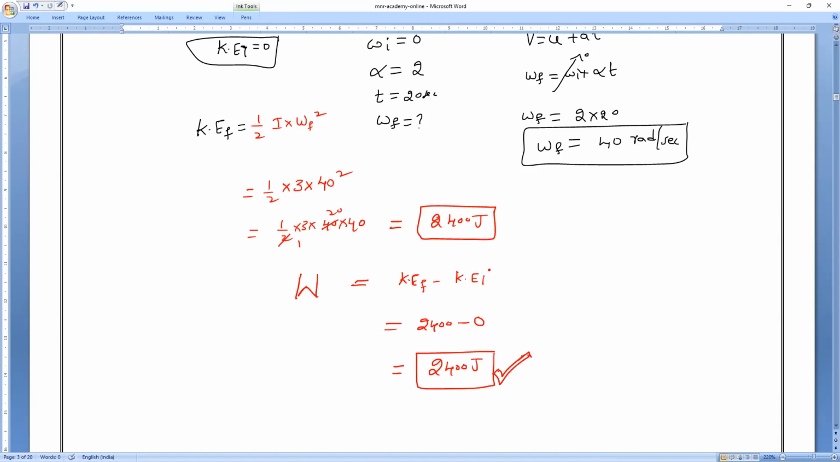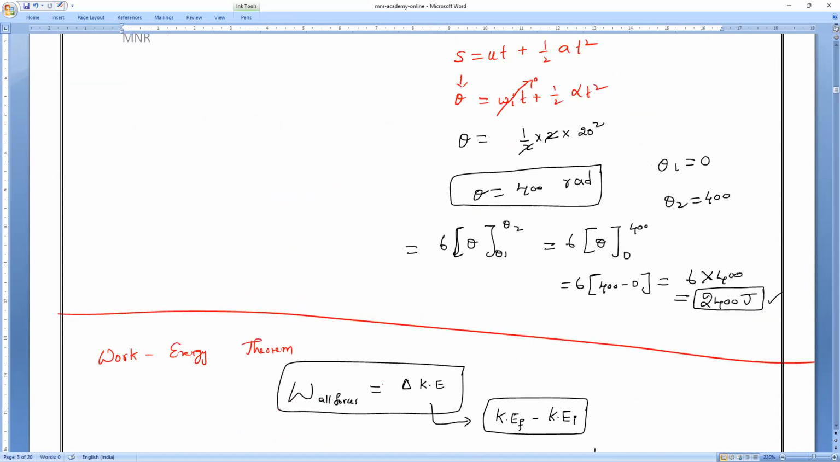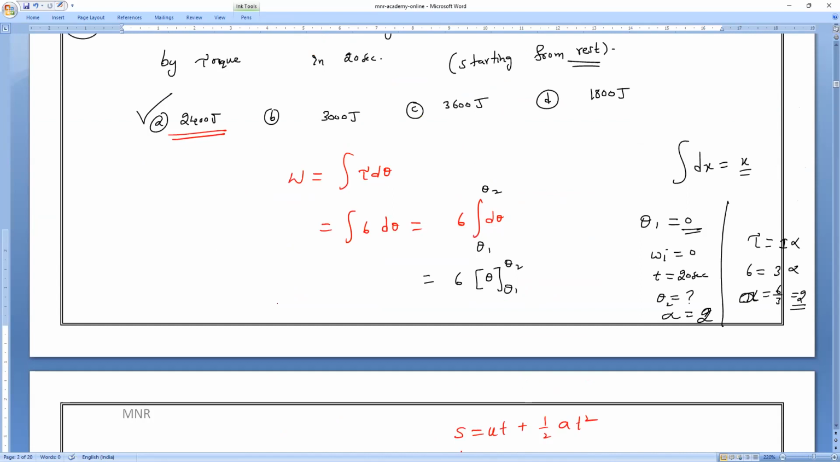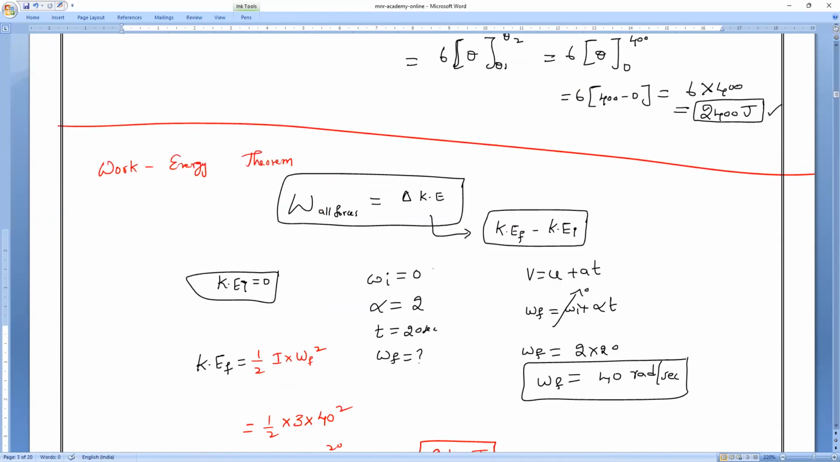2400 joules. Of course, in both the cases you got the same answer. But this is the one which is always 100% valid. Understanding? So a problem based on the work energy theorem, you always need to solve in the exam also.